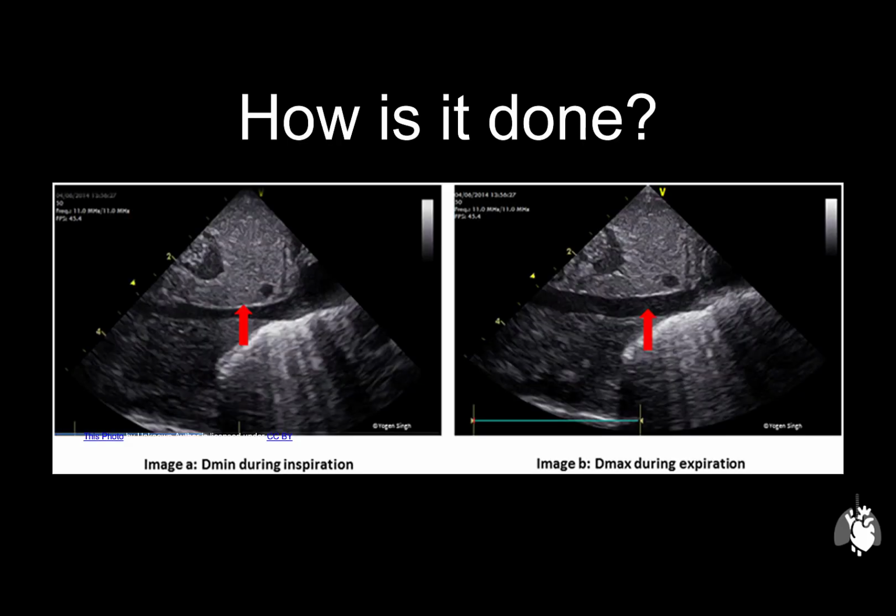So how is the IVC scan done? A detailed description of this procedure is beyond the scope of this talk, but suffice it to say that the IVC is visualized through the abdominal wall in the right upper quadrant. Measurements can be taken in the long and short axis of the vessel. M mode is preferred to facilitate measurements of variation. Accurate and reproducible IVC measurements have obvious limitations and will be summarized on the next slide.